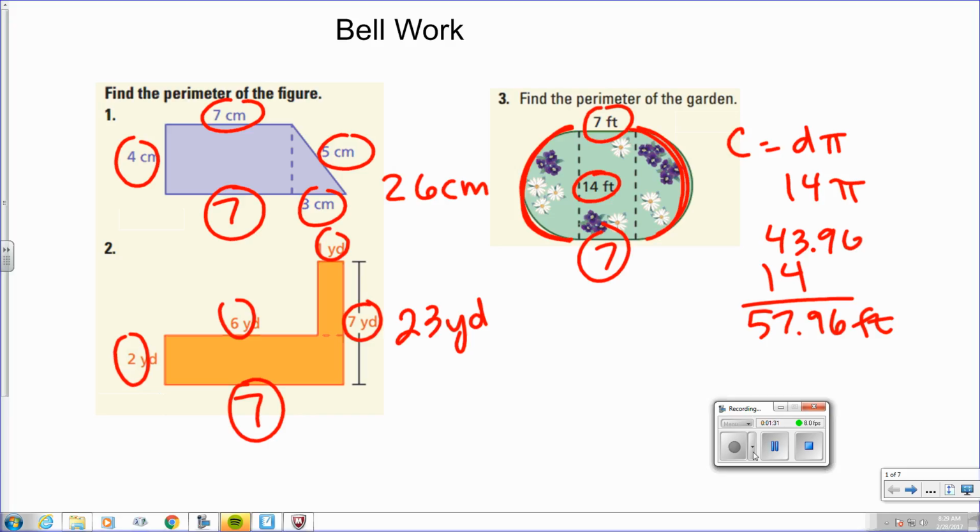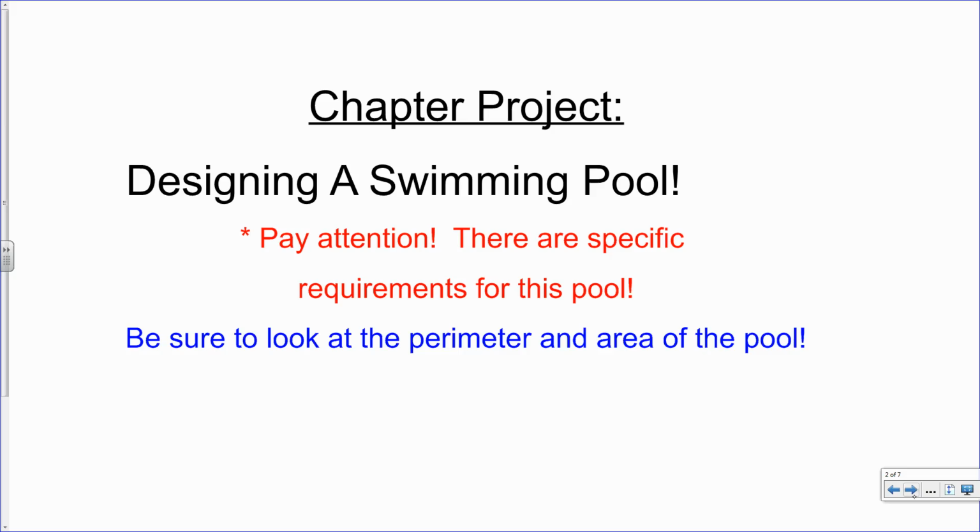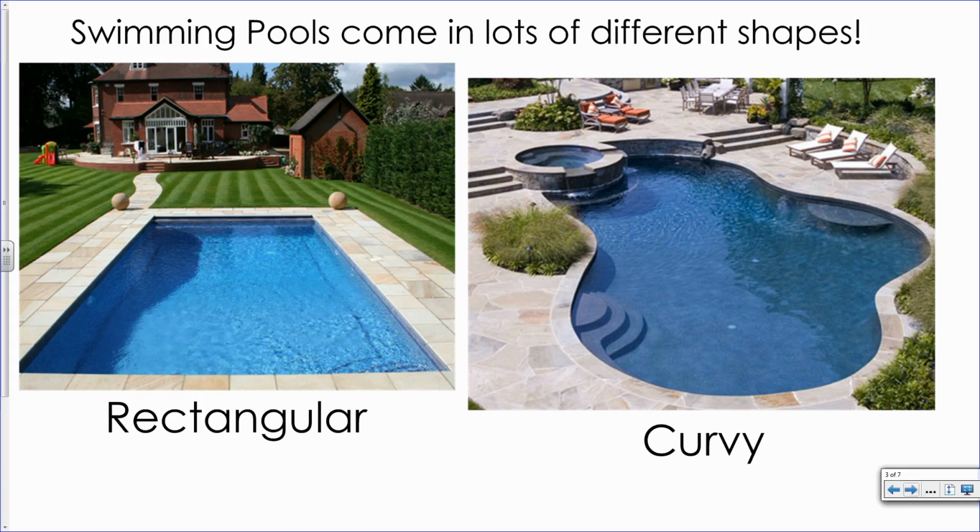All right, we want to go ahead and move into today's lesson. Today you're going to start a chapter project, and you'll be designing a swimming pool. Now pay attention, there are specific requirements for this pool. In specific, you're going to be looking at perimeter, and you're going to be looking at the area of the pool.